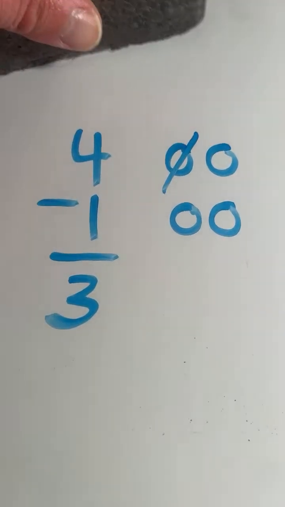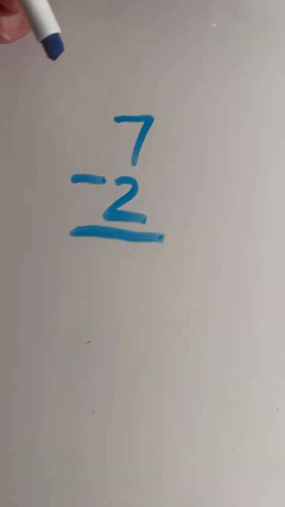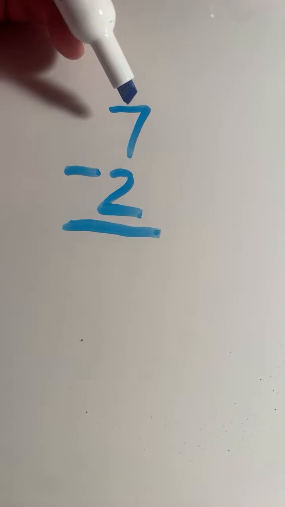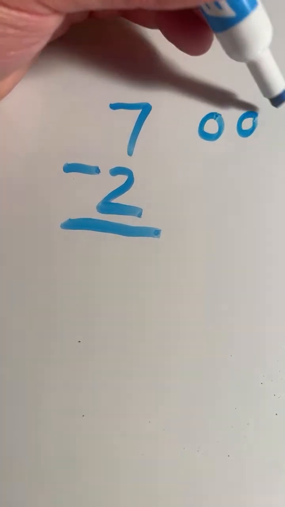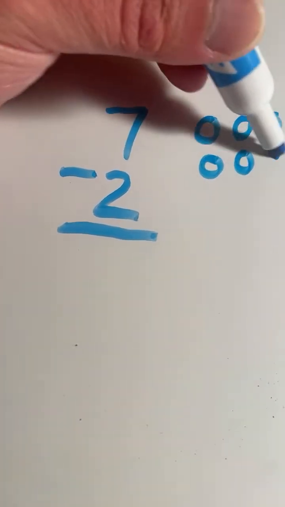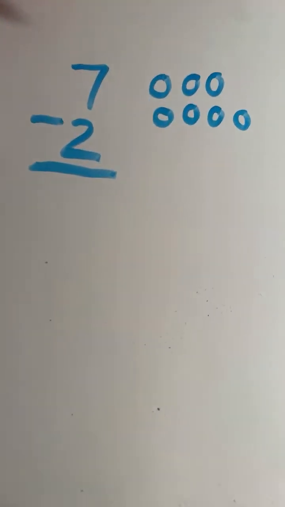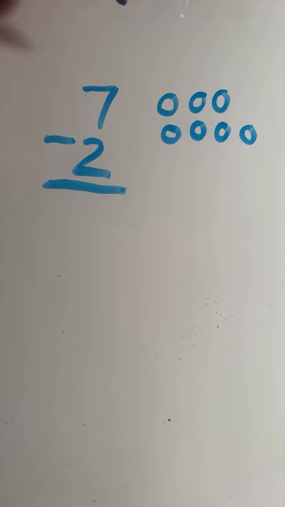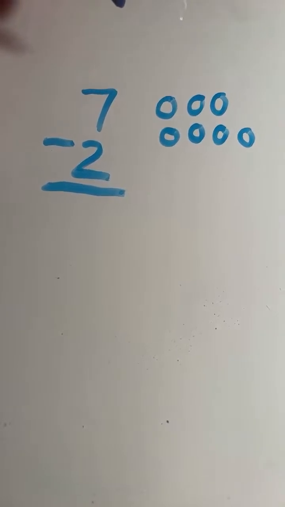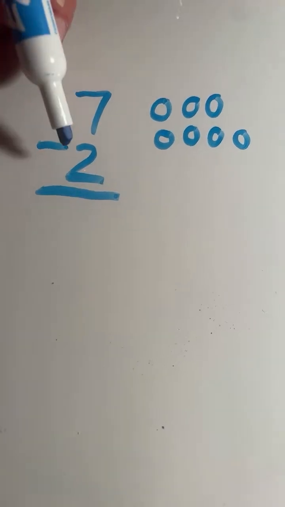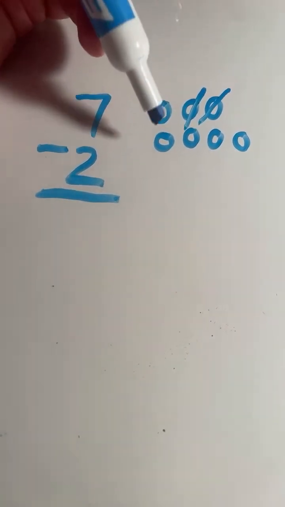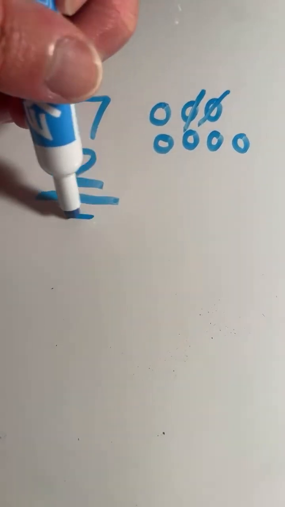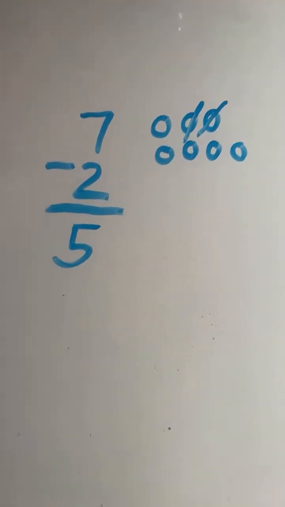Next problem. Seven minus 2. So the top number, that's how many total circles I draw. So I'm going to draw 7 circles. 1, 2, 3, 4, 5, 6, 7. Two's the bottom number, that's how many I cross out. I cross out 1, 2. Now I'm counting how many are left. I have 1, 2, 3, 4, 5 circles left not crossed out. 7 minus 2 equals 5.